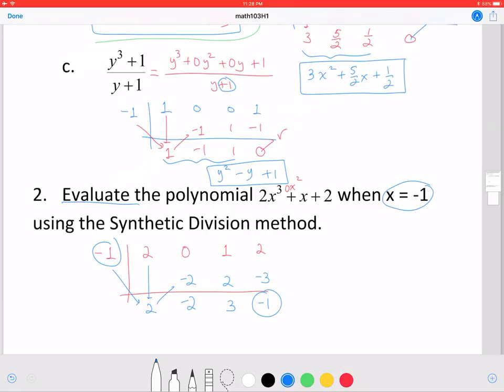And this, again, is our remainder. But this is our polynomial. Let's say our f of x is 2x cubed plus x plus 2. That was the polynomial in question. This remainder is equal to f evaluated at negative 1. This negative 1 comes from here, and this negative 1 is the given x value. So that's the answer for this problem, and that's it for this video.